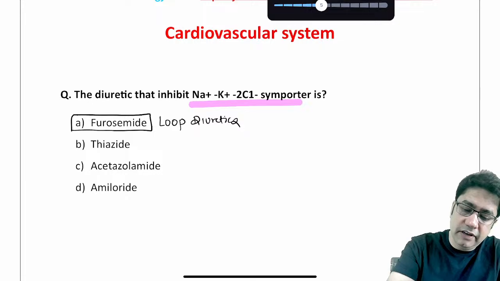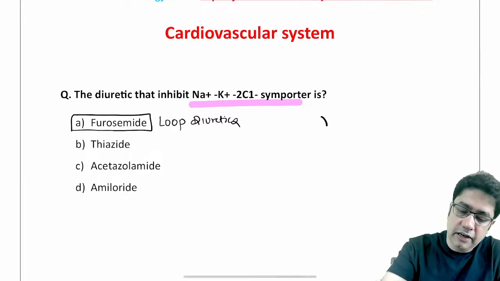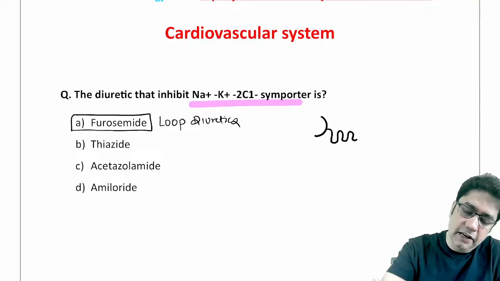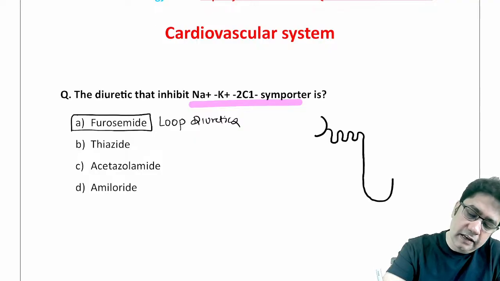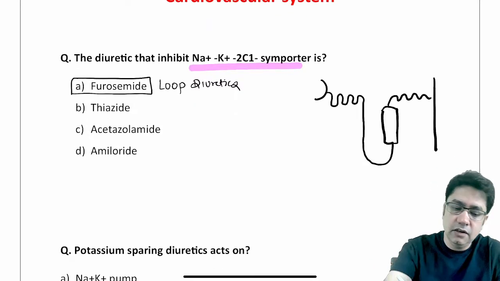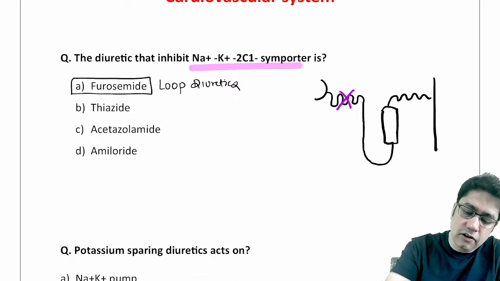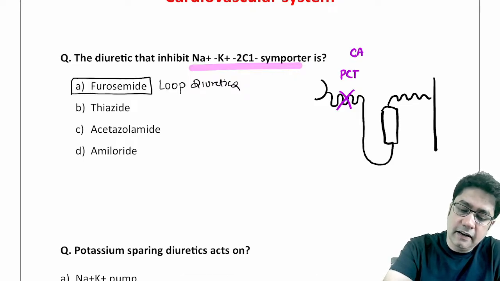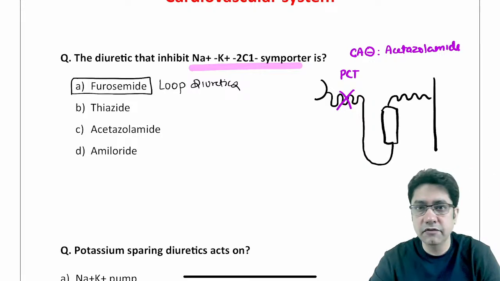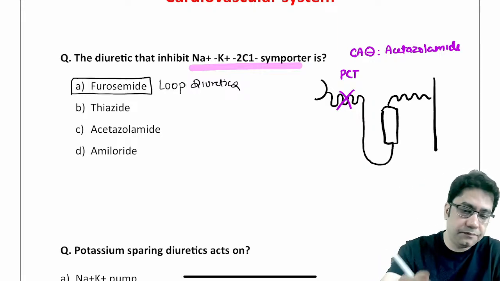So remember, we have various diuretics which act on different parts of the nephron. Suppose this is the PCT of the nephron, then the loop of Henle. This loop becomes thick, which is known as the thick ascending limb. Then we have the DCT, and lastly we have the collecting duct. The first diuretic that acts on the PCT of the nephron is carbonic anhydrase inhibitors, and a very famous drug in carbonic anhydrase inhibitors is acetazolamide, which acts on the PCT of the nephron.